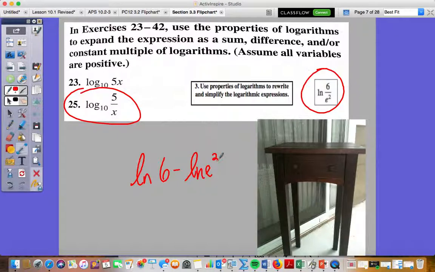Good. Yes. Good. And then the one you could actually expand that one too. Okay. You could expand that one too, because it's still a 1.